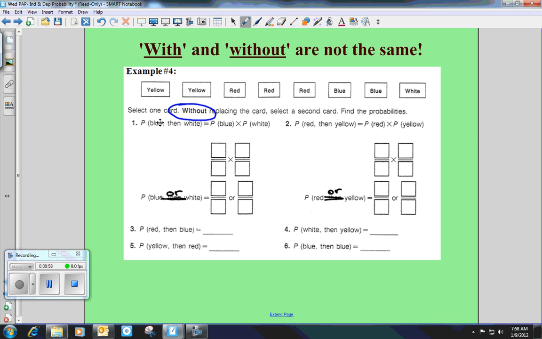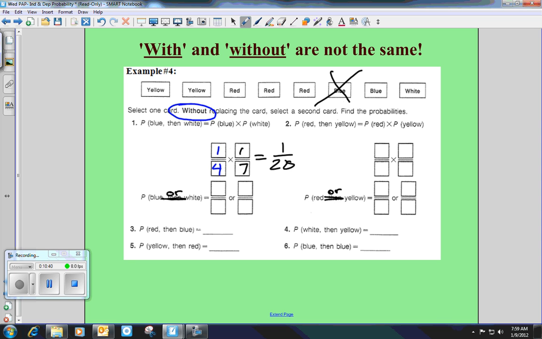For example, if I want to draw a blue and then a white without putting the cards back, I have a 2 out of 8 chance or a 1 in 4 chance of getting that blue. Now, if I have taken a blue out of the deck, that blue is not in the deck anymore. I have 1 blue card left, but I only have 7 total cards left instead of 8. So now we're dealing with a probability out of 7. To get that white card, I have a 1 in 7 chance now. So you can see that changed the probability of my second draw. And so my overall probability is 1 in 28.